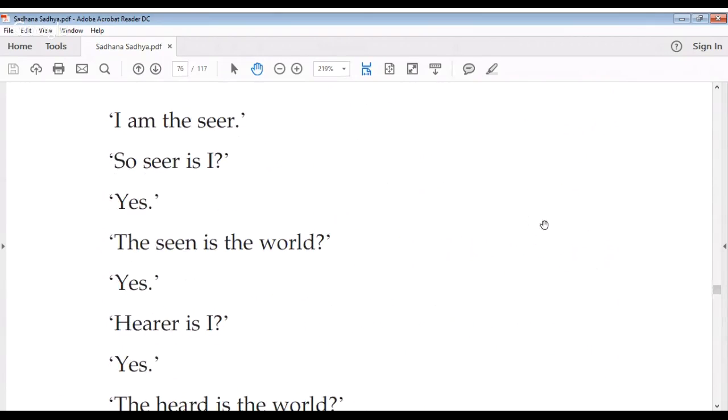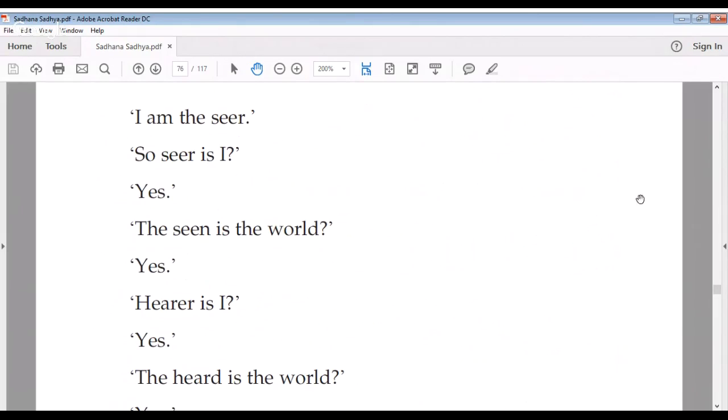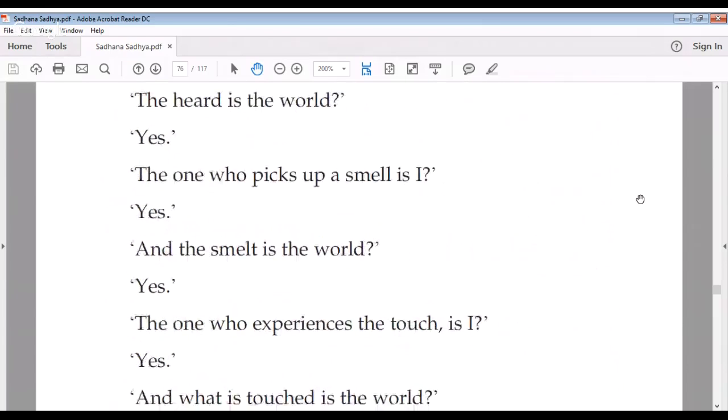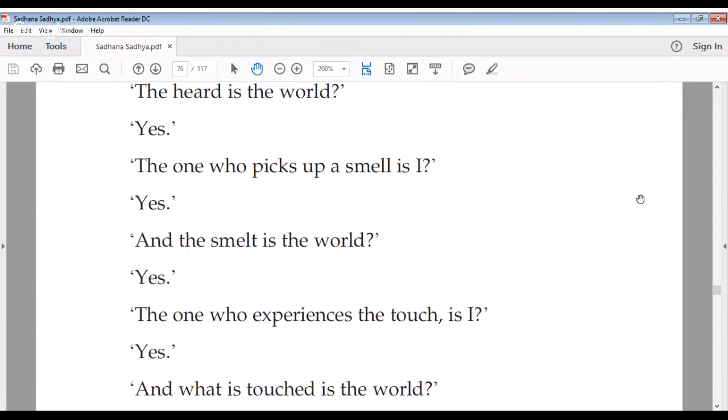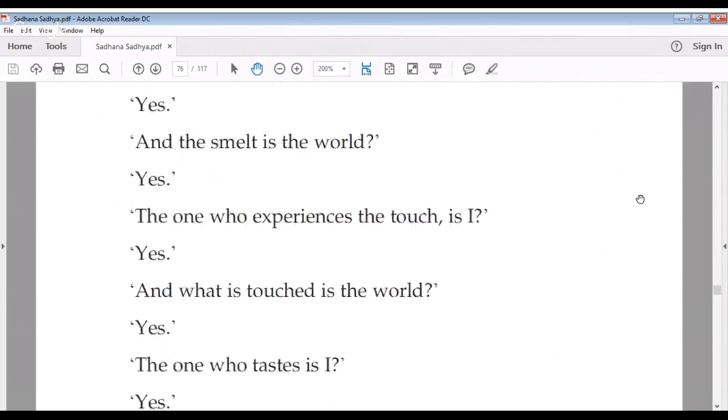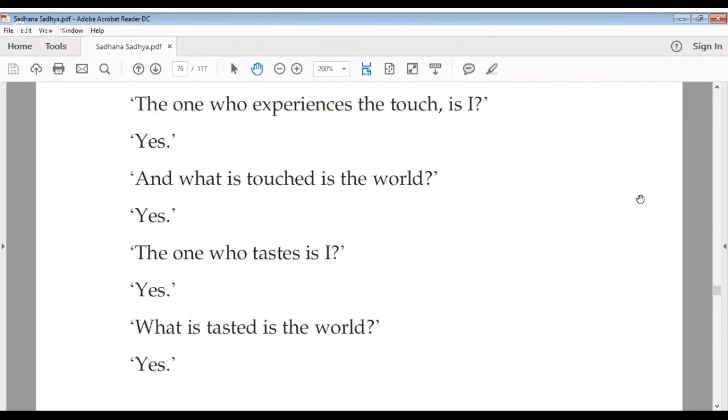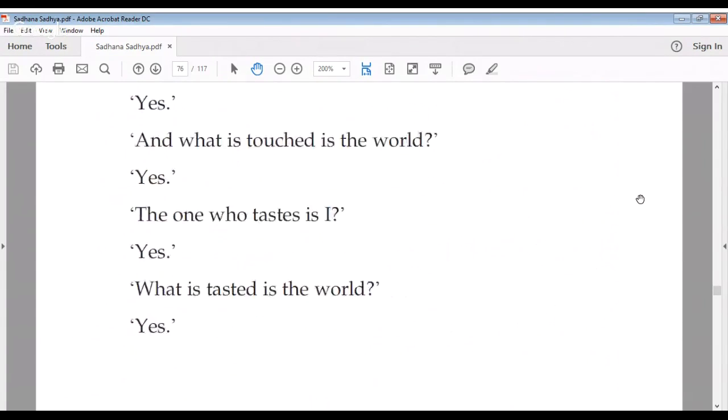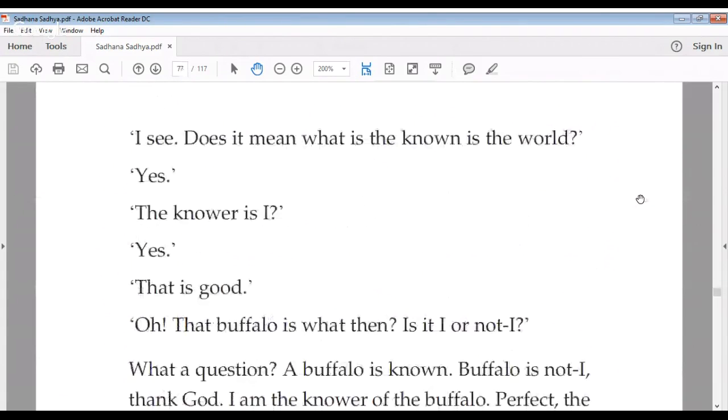The seen is the world? Yes. The hearer is I? Yes. The heard is the world? Yes. The one who picks up a smell is I? Yes. And the smelt is the world? Yes. The one who experiences the touch is I? Yes. And what is touched is the world? Yes. The one who tastes is I? Yes. What is tasted is the world? Yes. I see. Does it mean what is the known is the world?